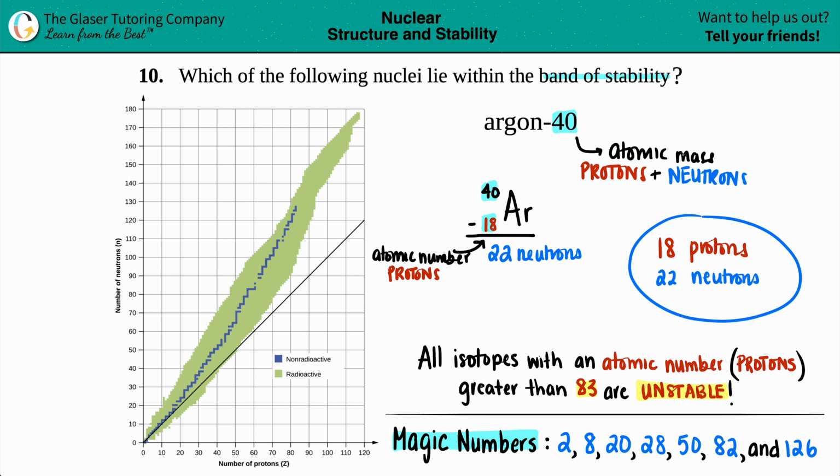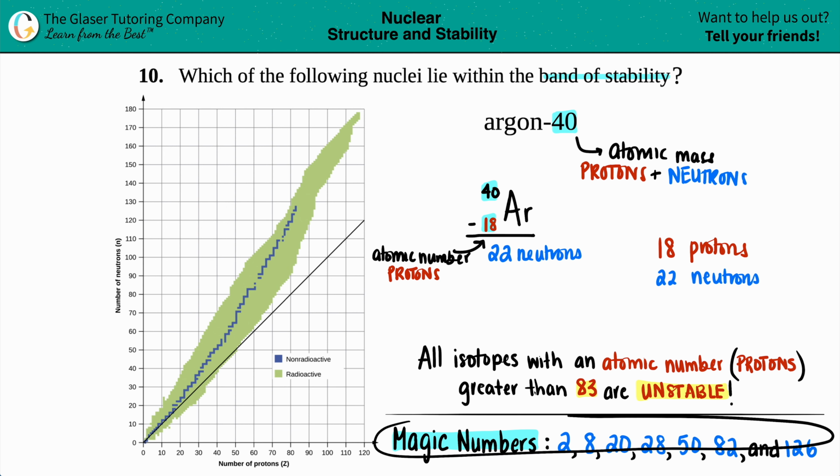Now, there's a couple of tricks to find out if something is stable or not by knowing your magic numbers. There's only 7 of them. Of course there are always going to be exceptions, but if you have a proton number or a neutron number or both being a magic number, then your isotope is going to be stable. But I'm looking at my magic numbers, and I don't see 18. I see a 28, but not an 18. And I see a 22. Those two numbers aren't included in the magic numbers.